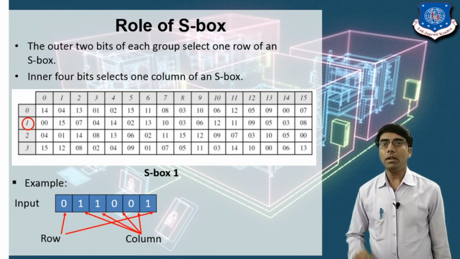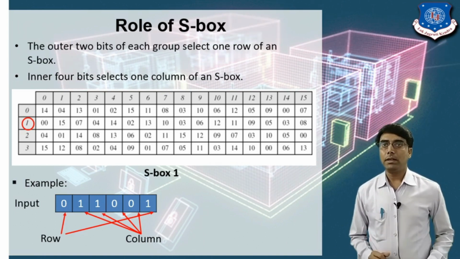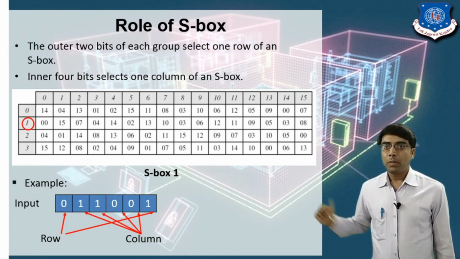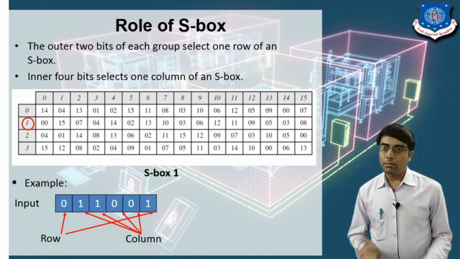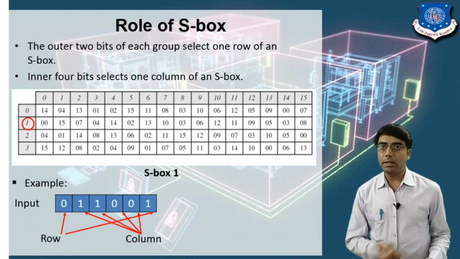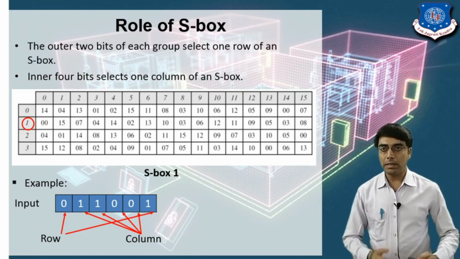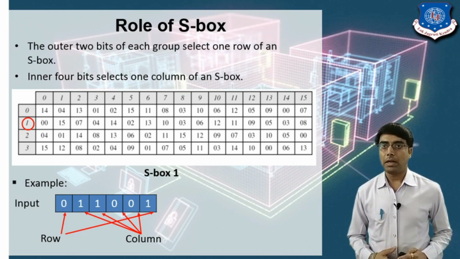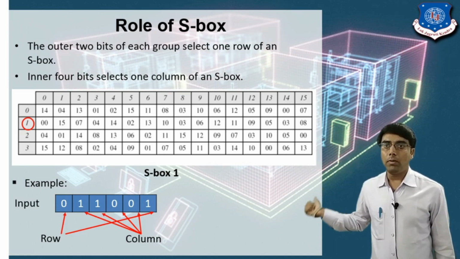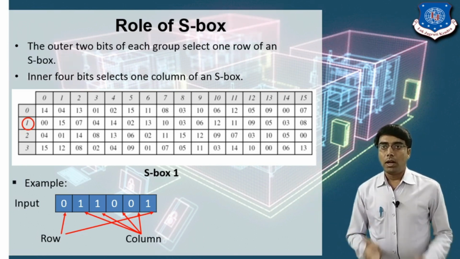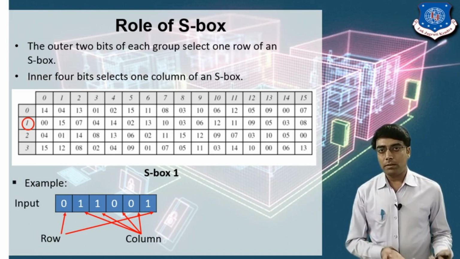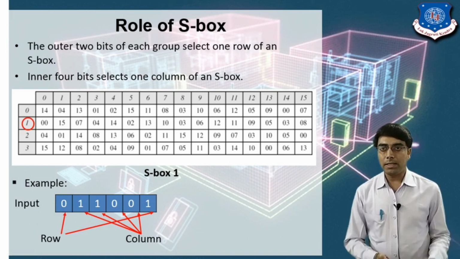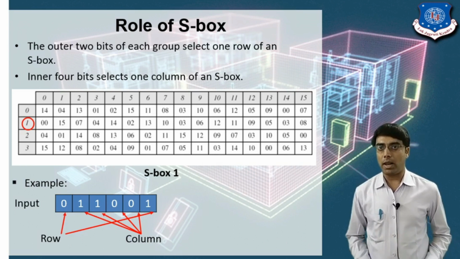Now look at this table. The bits 0, 1 are represented as a decimal number, so 0, 1 represents the decimal 1. Now 1, 1, 0, 0 represents a decimal number too. The decimal of 1, 1, 0, 0 is 12.